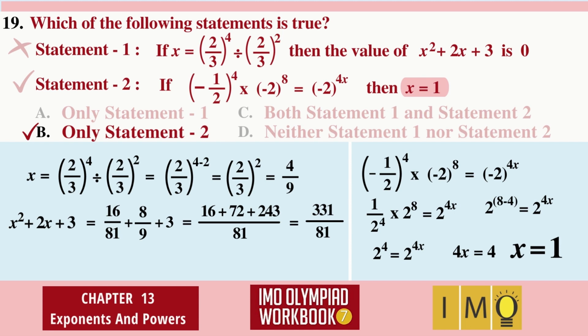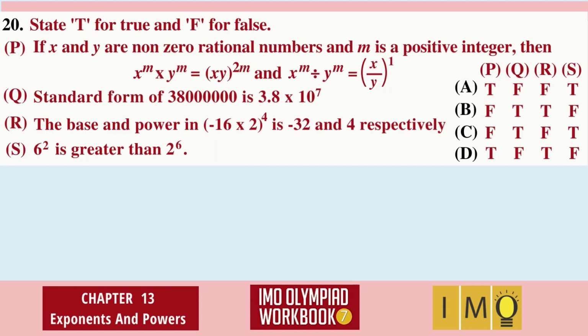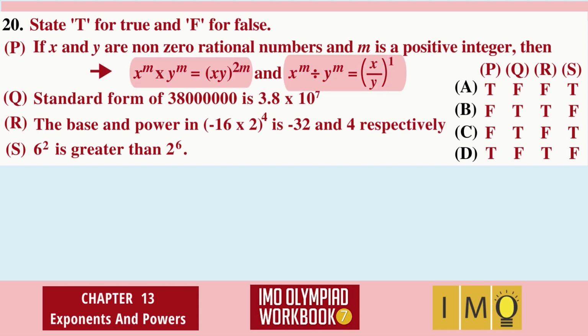Next, question number 20. Here we find if the given statements are true or false. First, statement P. If x and y are non-zero rational numbers and m is a positive integer, then let us find out if the given two equations are true.